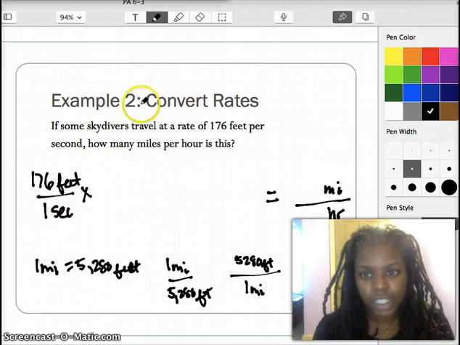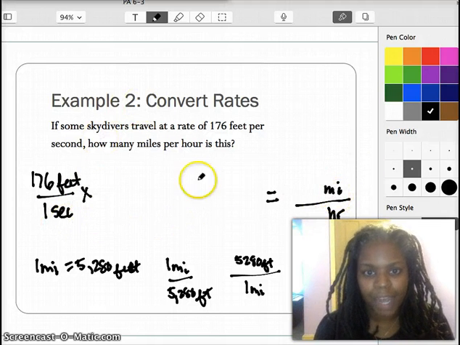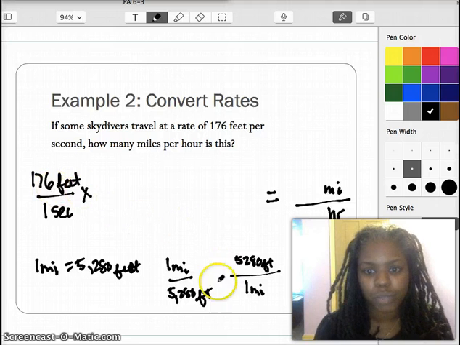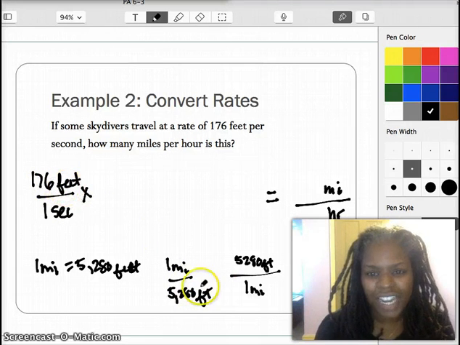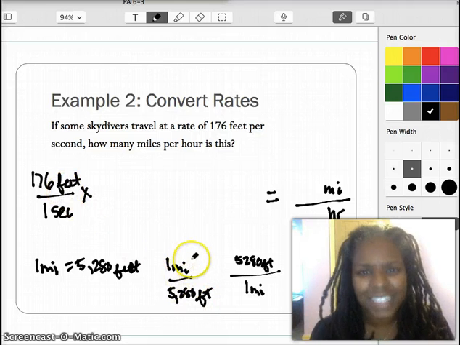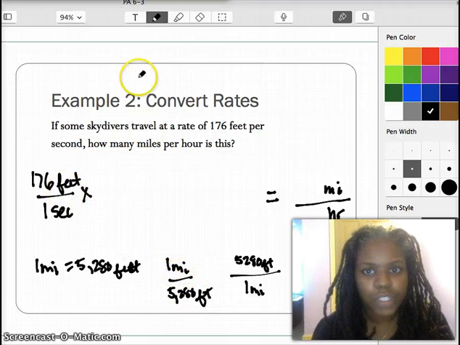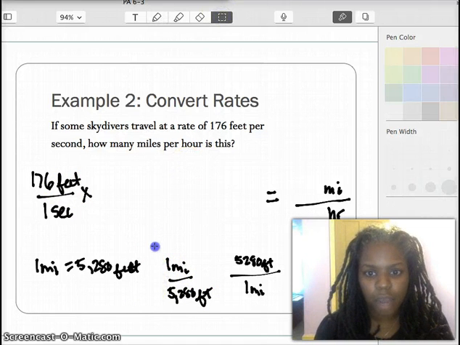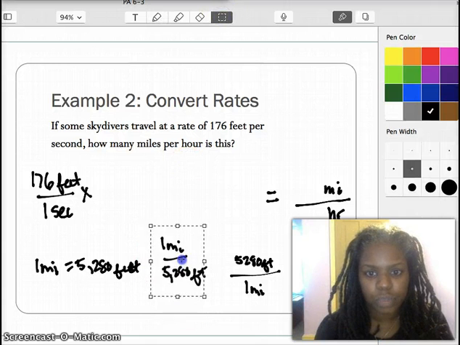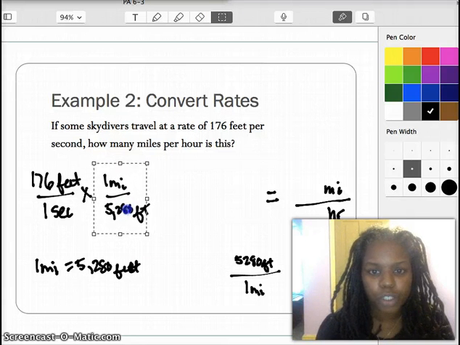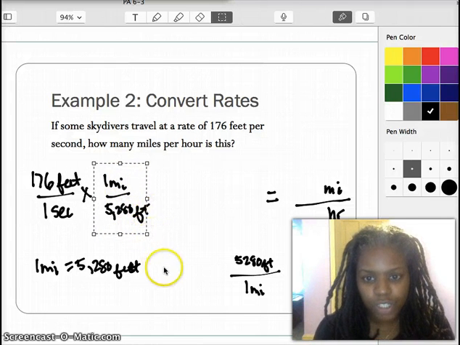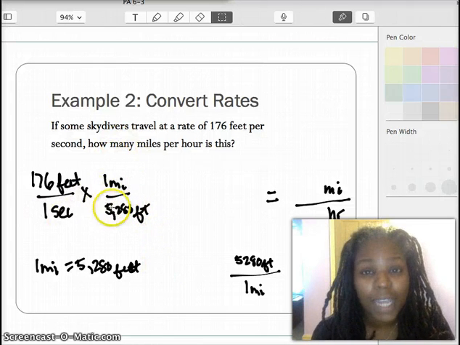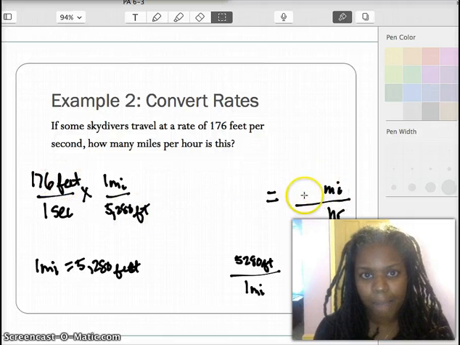I need to change the units. Right now we're thinking about the miles. I need to go from feet to miles. So what do I want to do? I want to get rid of the feet. Since I want to get rid of the feet, I need the feet at the bottom and the miles at the top. Does that make sense? So I'm going to use this particular conversion factor: 1 mile over 5,280 feet. I'm going to multiply through. That's going to take care of my mile issue.